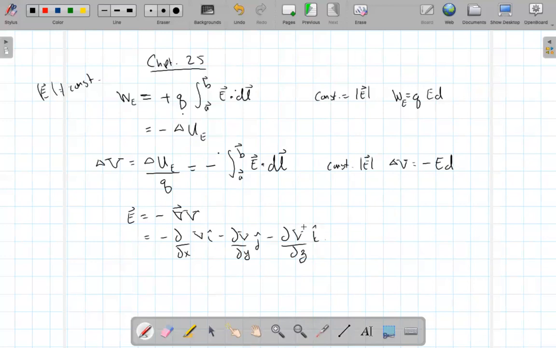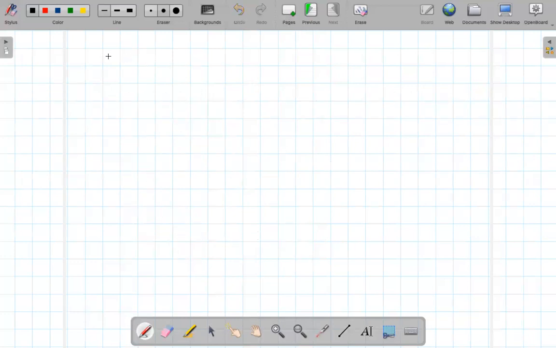Good. Now, from here, we can then look at the potential of a point charge. So let's look at point charges.